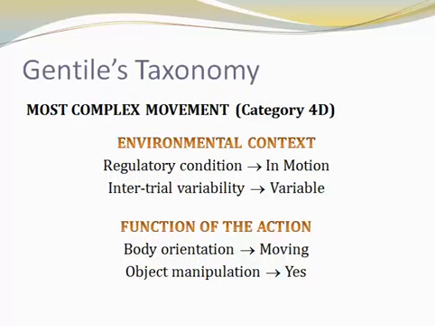And now our most complex movement, which is in category 4D, it's basically everything is the opposite. So our regulatory condition is in motion. Our intertrial variability, that is present, so it's variable. Body orientation, we are moving locations between attempts, and we are manipulating an object. So this would be considered the most complex type of motor skill according to Gentile's Taxonomy.